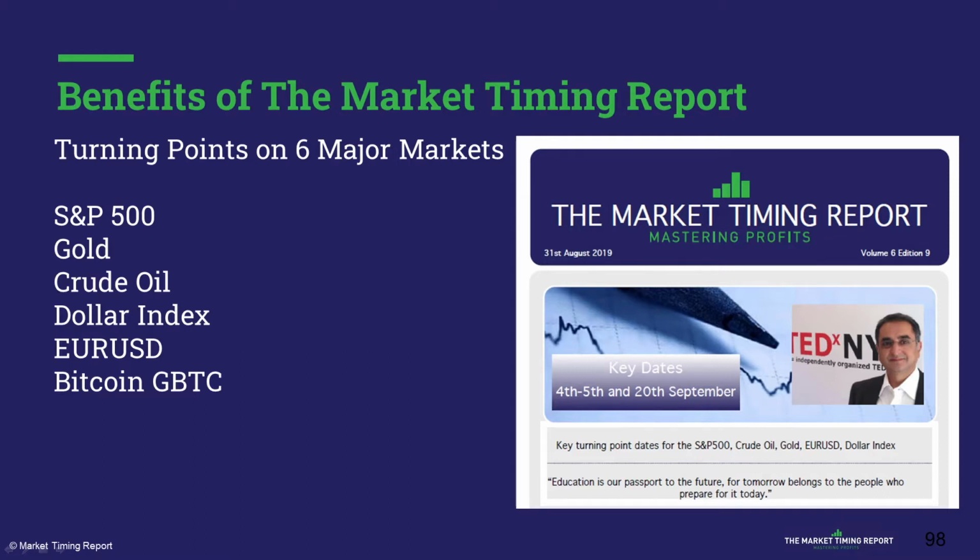So the market timing report covers the S&P 500, gold, crude oil, the dollar index, the euro against the dollar, and we've recently added Bitcoin to it. So these are the 6 main markets. Occasionally we'll add extra reports where we see other opportunities arising.